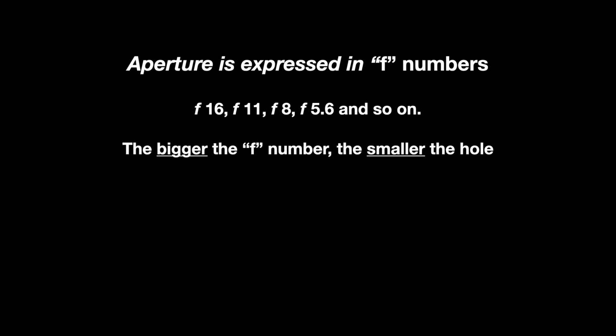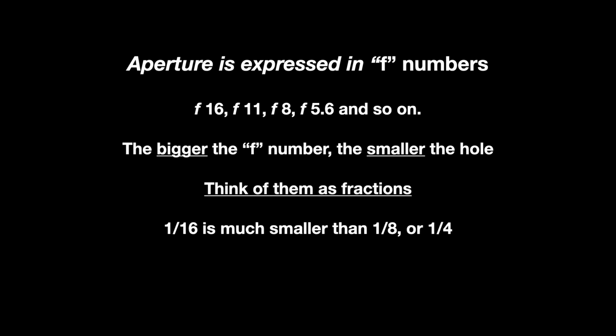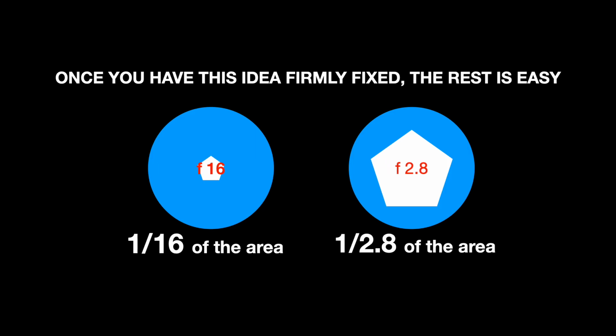Aperture is expressed in f numbers: f16, f11, f8, f5.6, etc. The hardest thing to grasp is the bigger the number, the smaller the hole, and so less light gets through. A good way is to think of these numbers as fractions. 1/16 is much smaller than an eighth or a quarter. So now that we know how each one works, that's the shutter speed and the aperture, let's look at how they relate to each other.